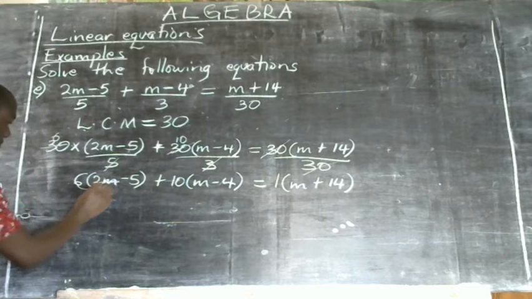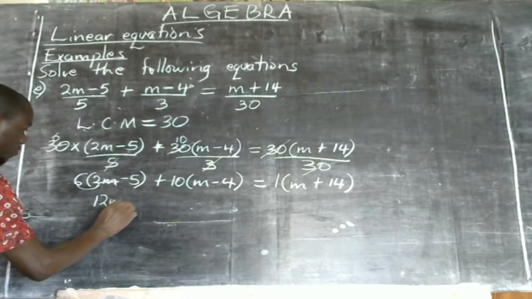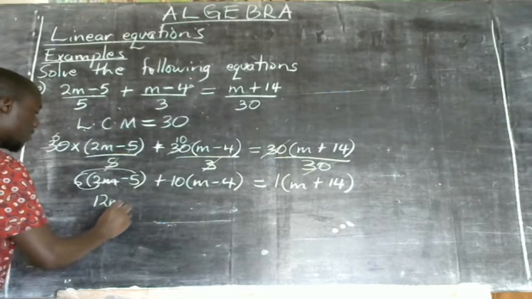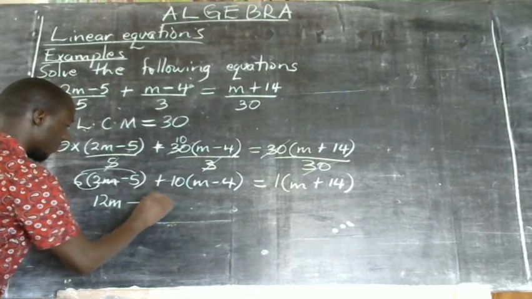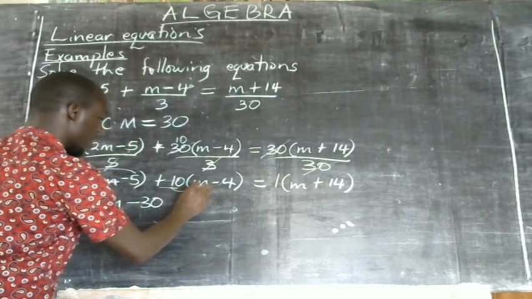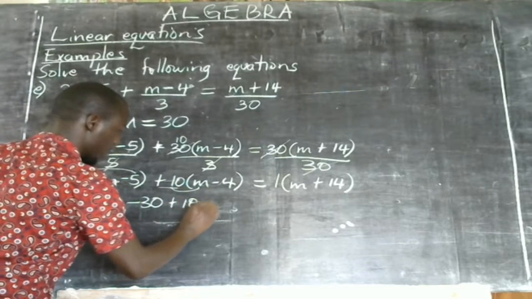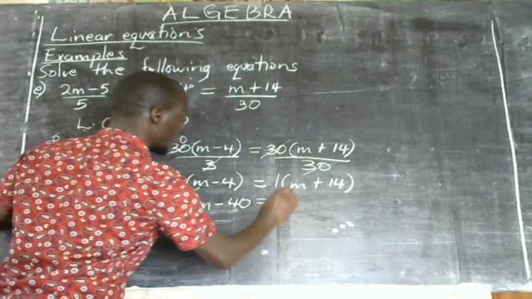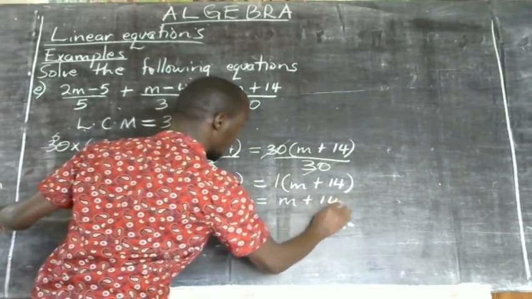6 times 2m, that's going to give me 12m. Then 6 times negative 5 there gives me negative 30. Then positive 10 times m there, that is 10m. And then minus 40, then is equal to m plus 14.